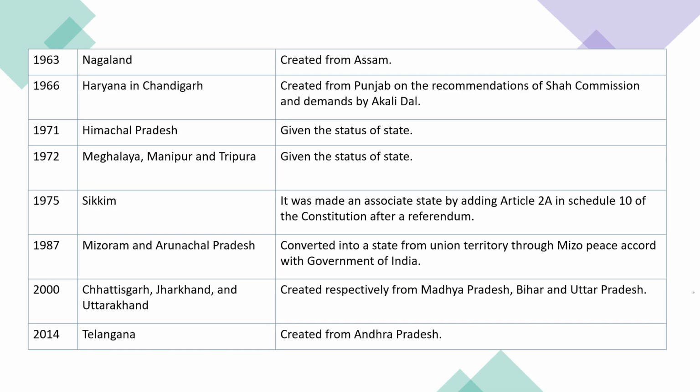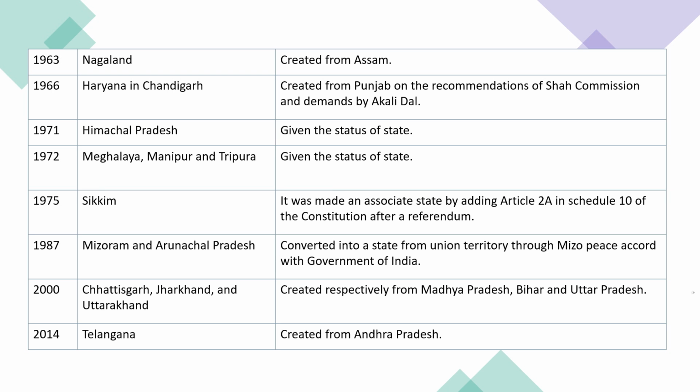1963, Nagaland: created from Assam. 1966, Haryana and Chandigarh: created from Punjab on the recommendations of Shah Commission and demands by Akali Dal. 1971, Himachal Pradesh: given the status of state. 1972, Meghalaya, Manipur and Tripura: given the status of state.